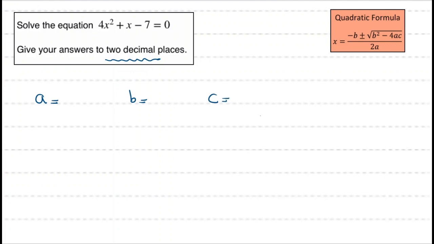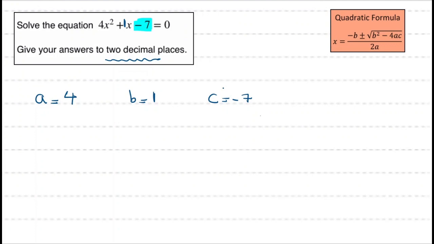A is the coefficient of x squared, so it's 4. B is the coefficient of x. Although there is no number in front of x, we know that it's 1, so b is 1. And the value of c is minus 7.